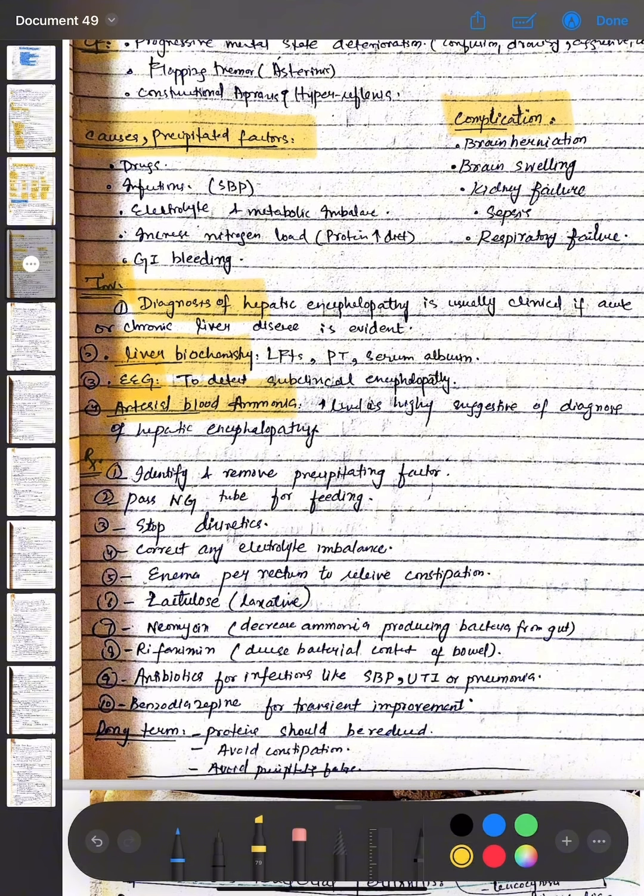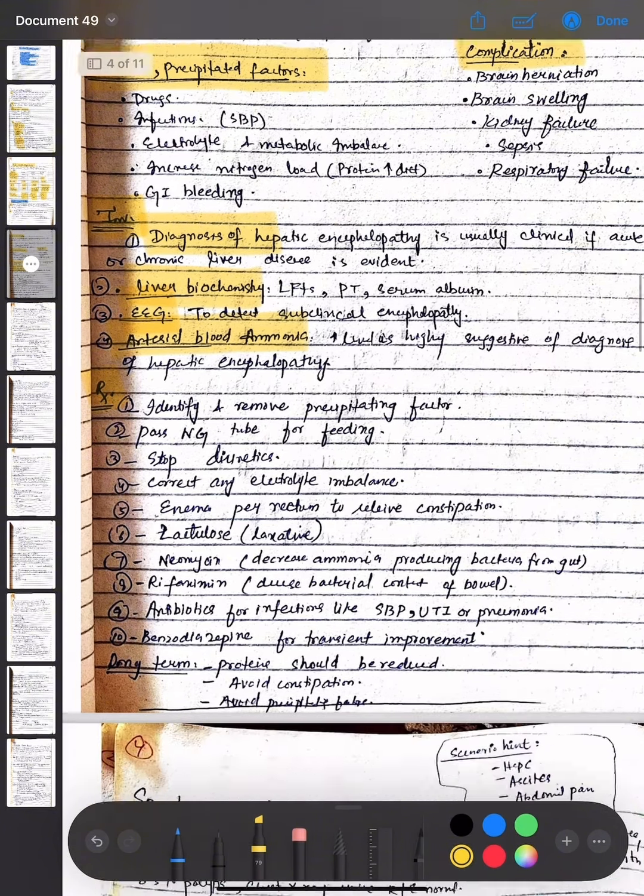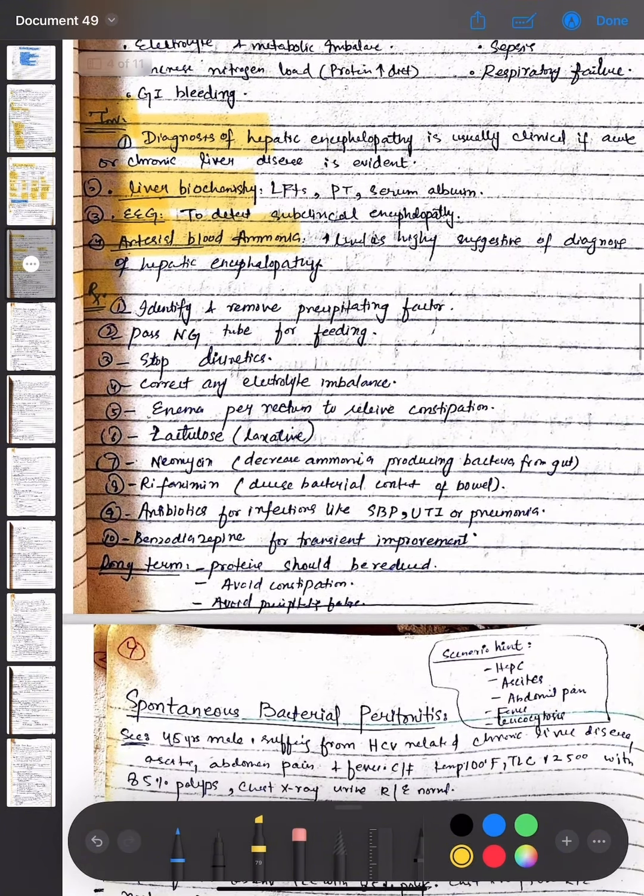Then the treatment options for hepatic encephalopathy are: identify and remove the precipitating factors, then pass an NG tube for feeding, then stop diuretics, correct any electrolyte imbalance, enema per rectum to relieve constipation, and lactulose as a laxative is given. Neomycin decreases ammonia producing bacteria from the gut, rifaximin decreases the bacterial content of the bowel, and antibiotics for infections like SBP, UTI, or pneumonia are given. Benzodiazepines for transient improvement are given, and for long-term treatment, proteins should be reduced, constipation avoided, and precipitating factors avoided.